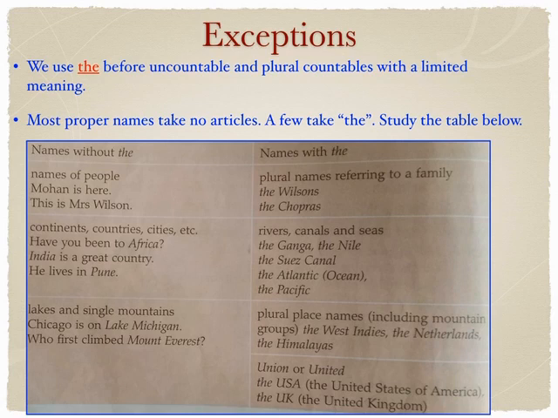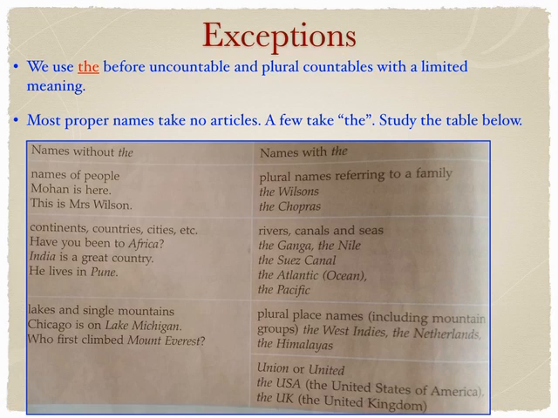If the name refers to a particular family, you have to put the before it. The Wilsons, the Chopras. If there is a name of continents, countries and cities, etc., there is no need to use any article. For example, have you been to Africa? Africa is the name of a continent, so we do not have to use any article. India is a great country. He lives in Pune. So before the names of countries, cities, continents, we do not have to use any article.